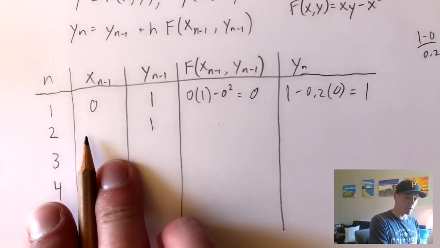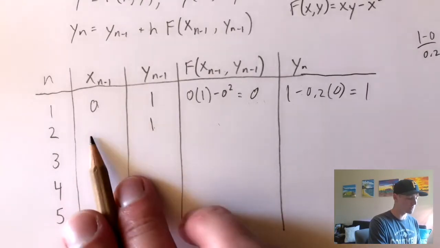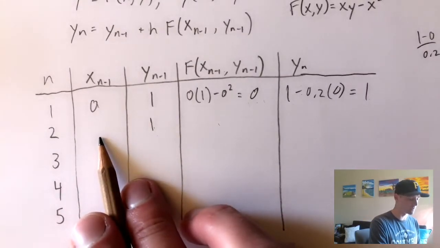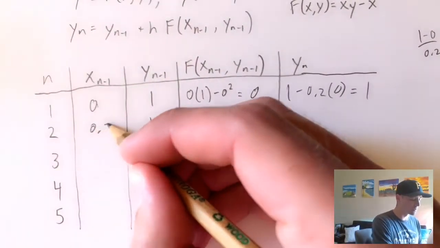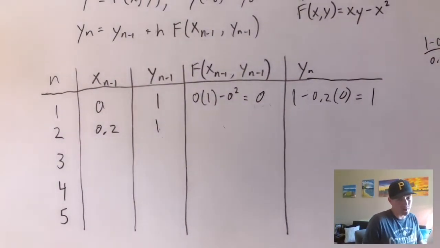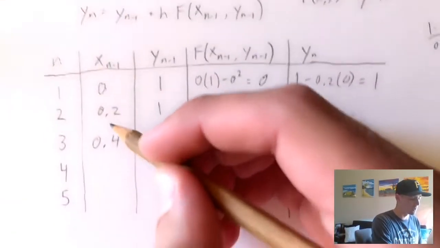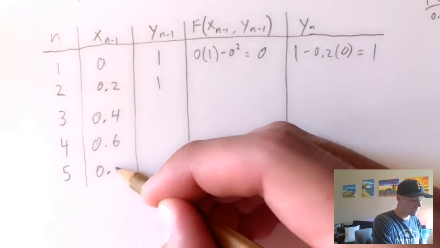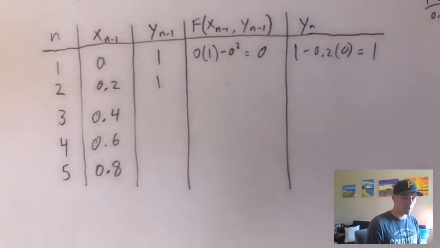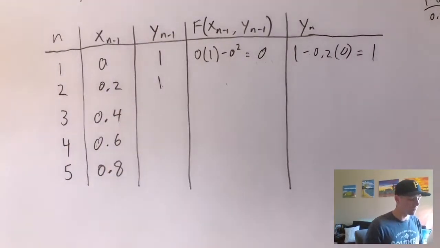To figure out your next x sub n minus 1, all you have to do is take your previous x sub n minus 1 and just add whatever your step size is. In this case, our step size is 0.2, so we're just going to get 0.2 here. In fact, you can go down and fill all these out right at the beginning, because we know that we're just going to take our previous x sub n and add 0.2 to it to get our next x sub n minus 1. So as a result, we already know that those are all going to be 0.2, 0.4, 0.6, and 0.8.